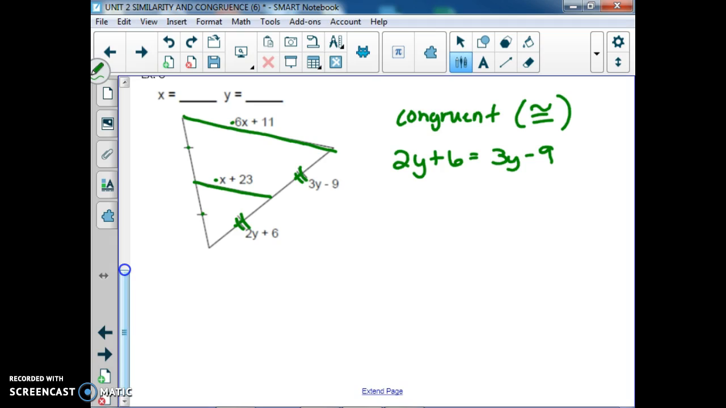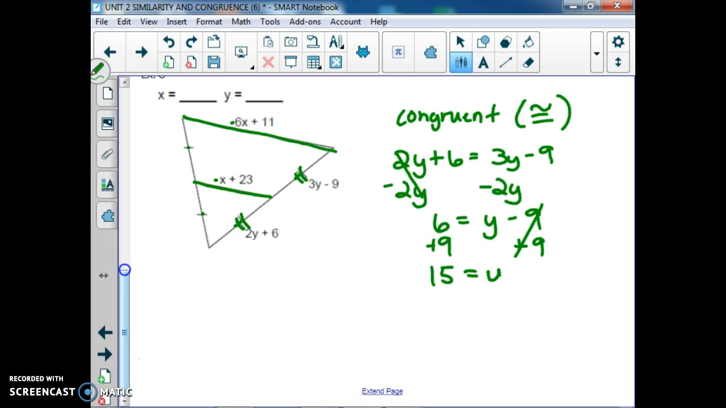So we're going to get all of our variables to one side and all of our constants to the other side. So I'm going to subtract 2y from both sides. Now I have 6 equals 3y minus 2y is just y, or 1y. And I'm going to add 9 to both sides. And 6 plus 9 is 15. So y equals 15.